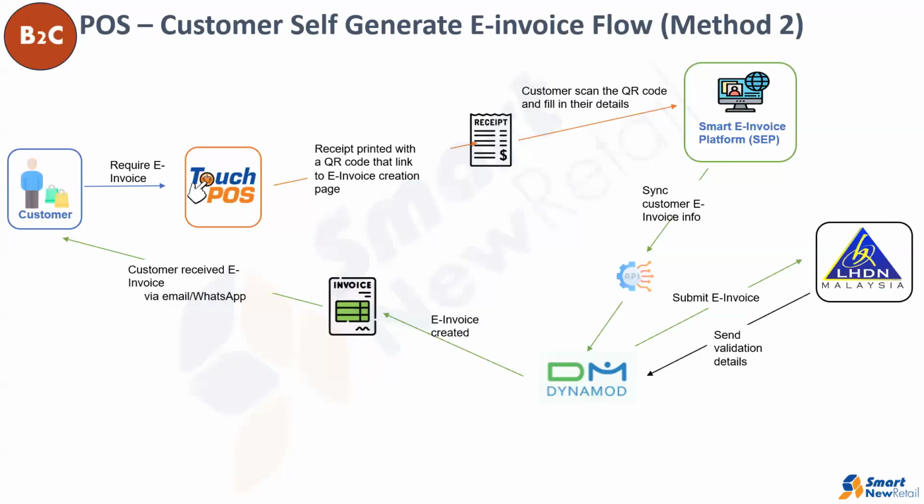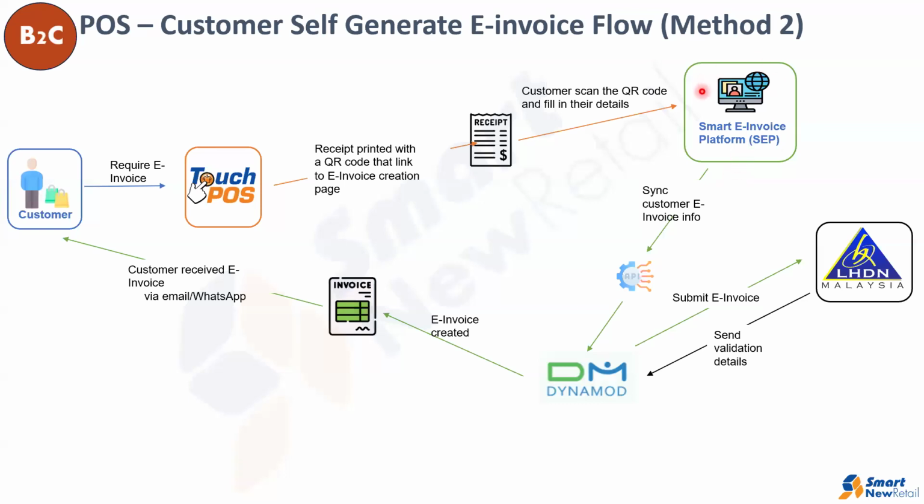Yeah, so this is the one that I keep trying to say. This is the method to let the customer self-service. You don't need to help them fill in anything, just ask them to self-service. When a customer requires an e-invoice at the POS, you just print the receipt. On the receipt below, you have a QR code. So the customer just scans the QR code. It will bring them to our SAP Smart E-Invoice platform website.